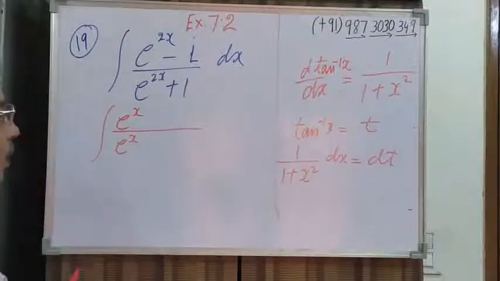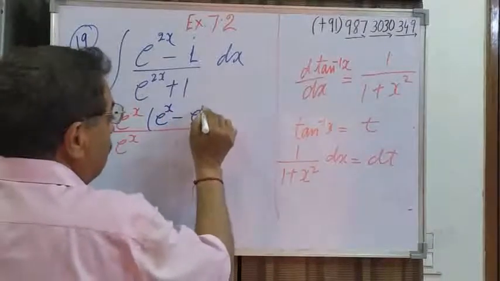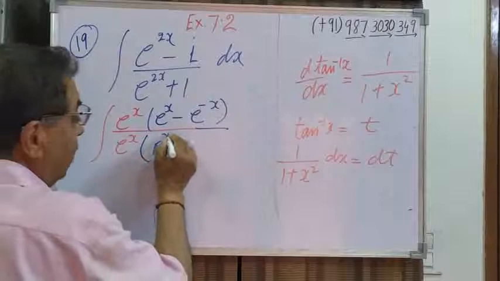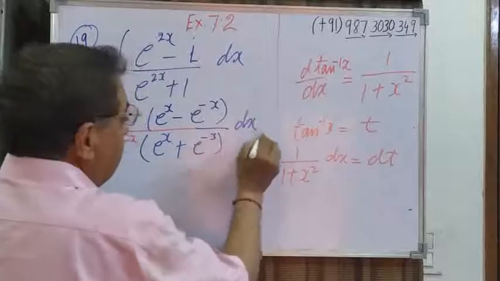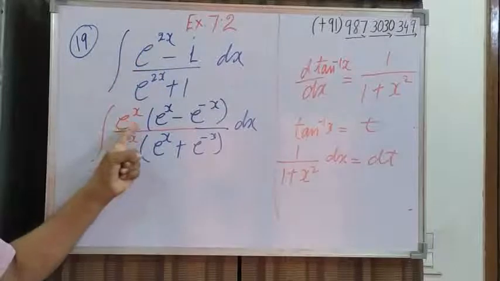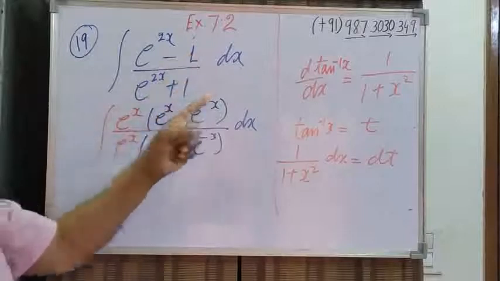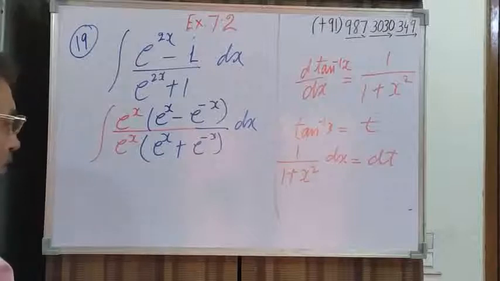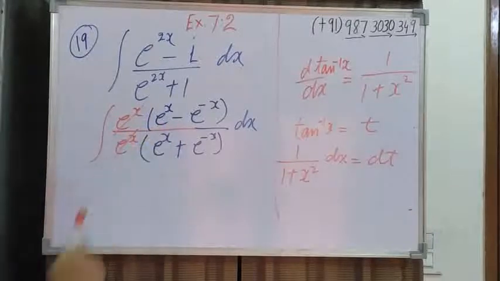After taking out the common factor, what are we left with? In the numerator, e to power x minus e to power minus x, and in the denominator, e to power x plus e to power minus x, over dx. When e to power x is taken common from e to power 2x, we are left with e to power x, and from 1, taking e to power x common, we get 1 upon e to power x, that is e to power minus x. Now these two get cancelled. So we are left with this question.